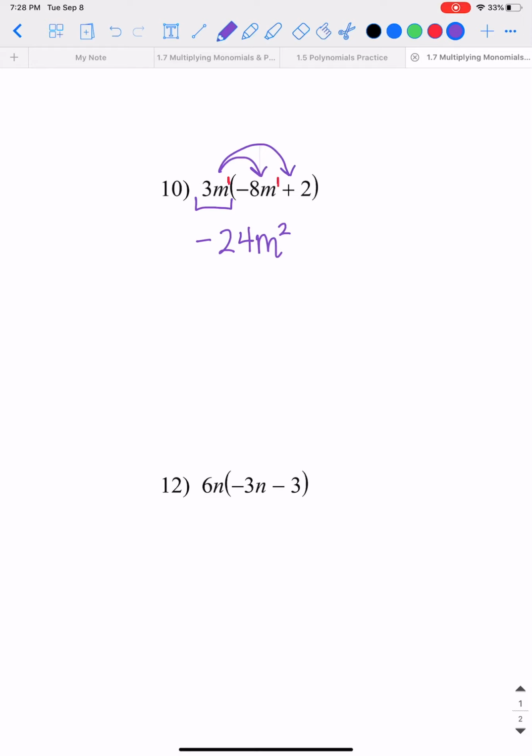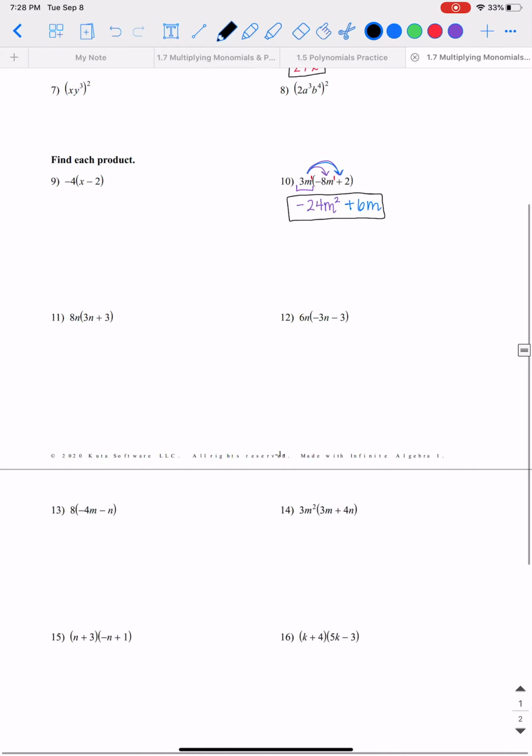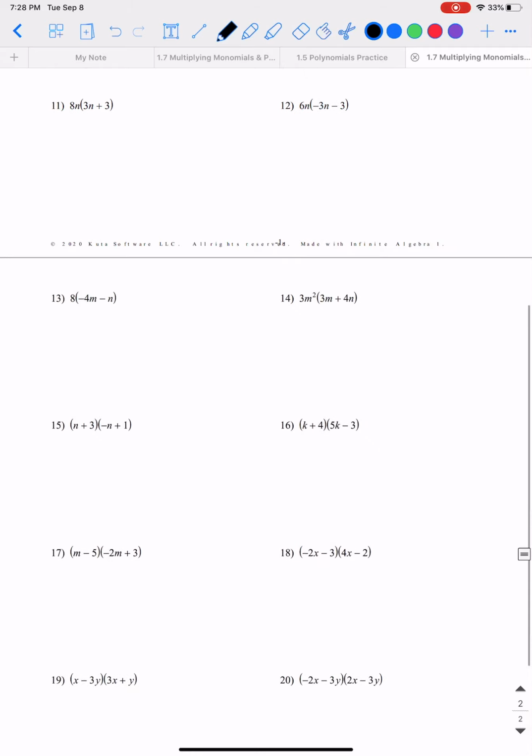So make sure you're being very careful with that. Then we distribute 3m times 2, and we would get plus 6m. And that would be your final answer. So again, for numbers 9 through 14, you were just using the distributive property.